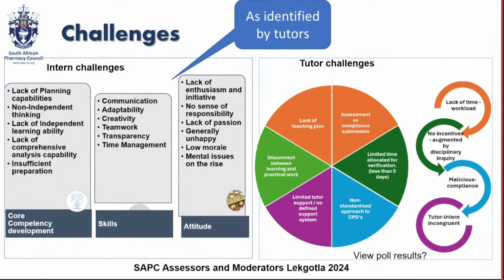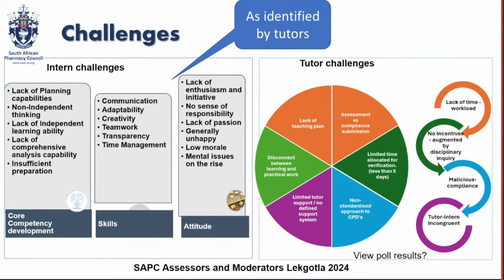So in terms of intern challenges, dealing with core competency development, the tutors found that the interns lacked planning capabilities, non-independent thinking, lack of independent learning ability, lack of comprehensive analysis capability, insufficient preparation. So basically, the interns, most of them lacked critical thinking capabilities. With regards to their skills, communication was a problem between tutors and interns at times. The ability to adapt, creativity, ability to work within a team, transparency in terms of sharing feedback with the tutors, and interns also struggled with time management.